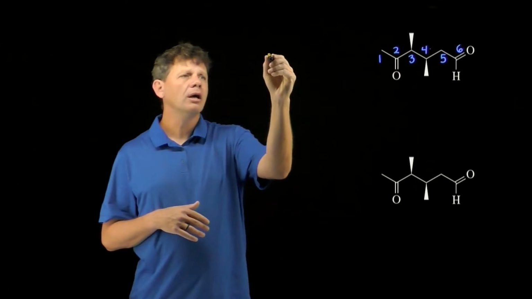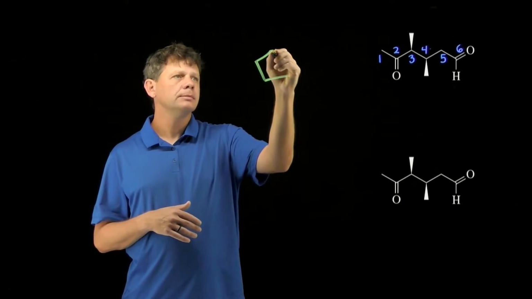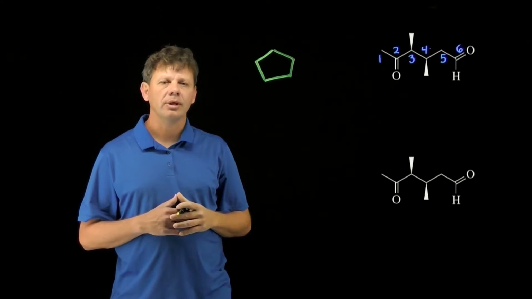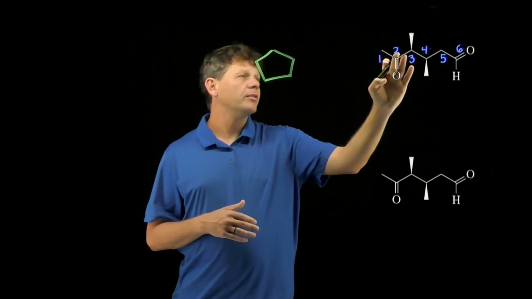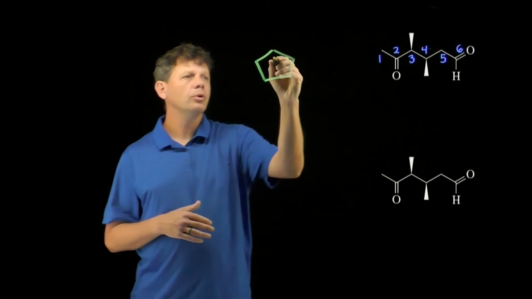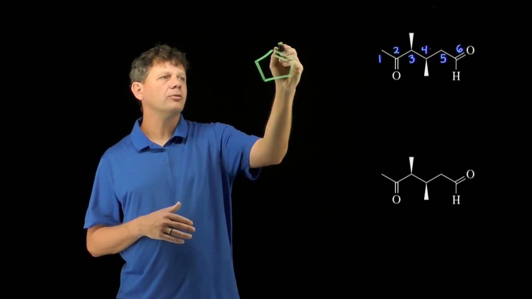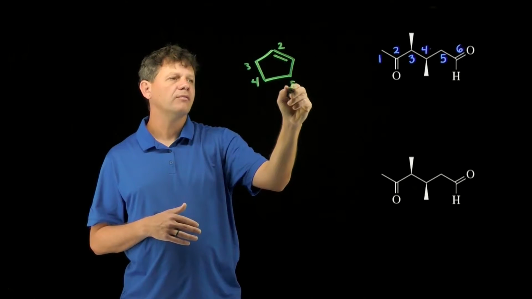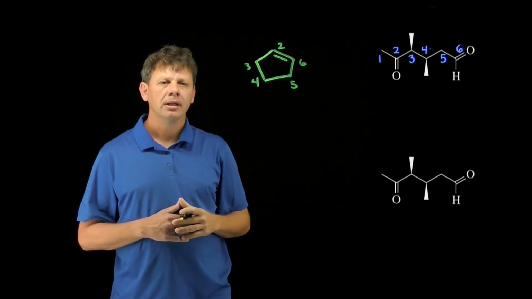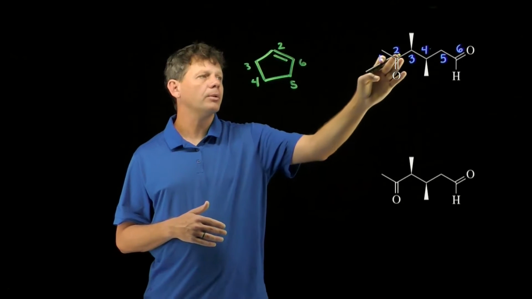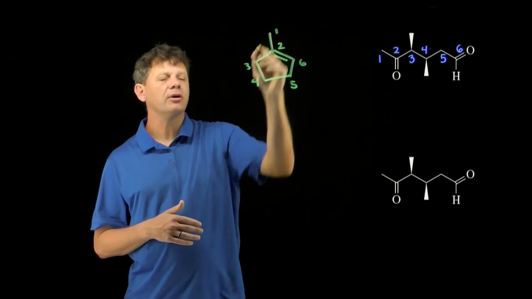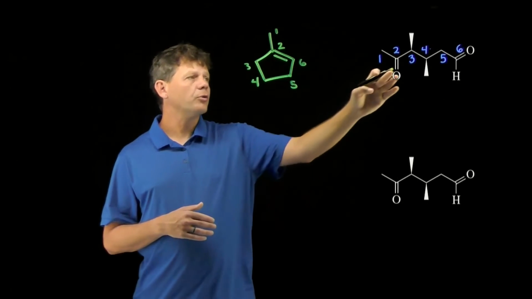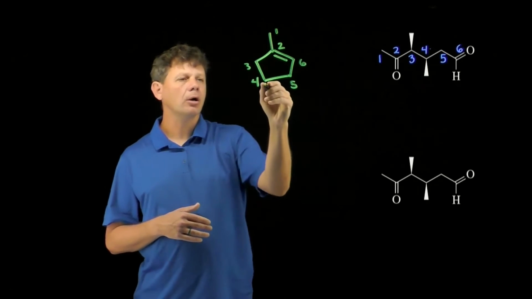And so let's draw a 5-membered ring as shown here. The double bond is going to be between carbon 2 and carbon 6. We'll put that here, so we'll call that carbon 2, carbon 3, carbon 4, 5, and 6. Keeping that numbering, we note that carbon 2 has a methyl group attached. That's carbon 1. There's also a methyl group at carbon 3 and carbon 4.